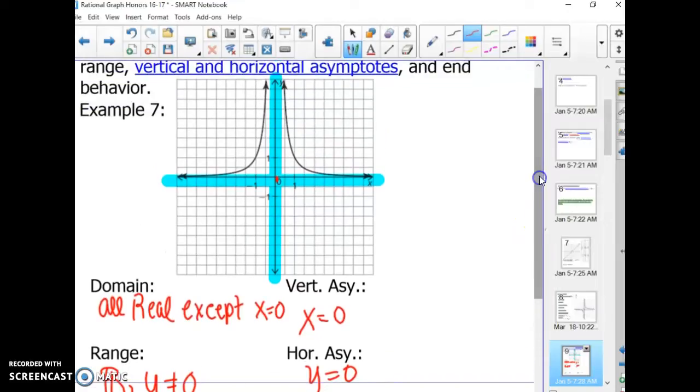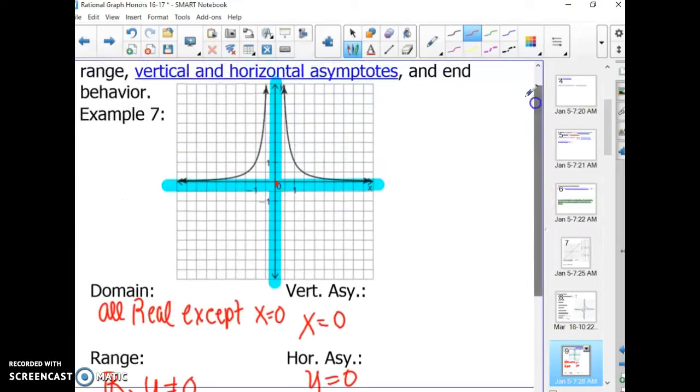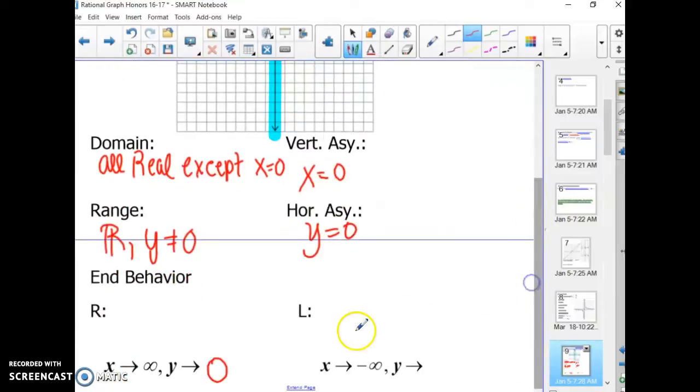On the right side as I follow this graph, going to the right really super far, it's approaching that horizontal asymptote, which is a 0. On the left side as I follow this graph, to the left, to the left, to the left, it's approaching a 0. Okay, next one.